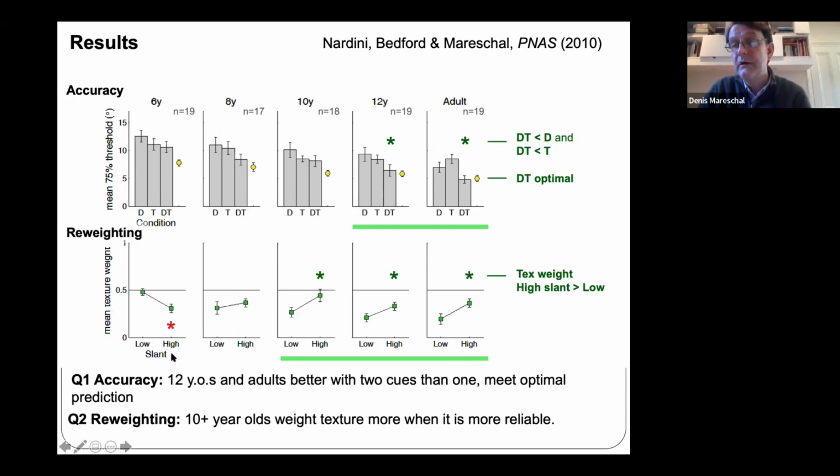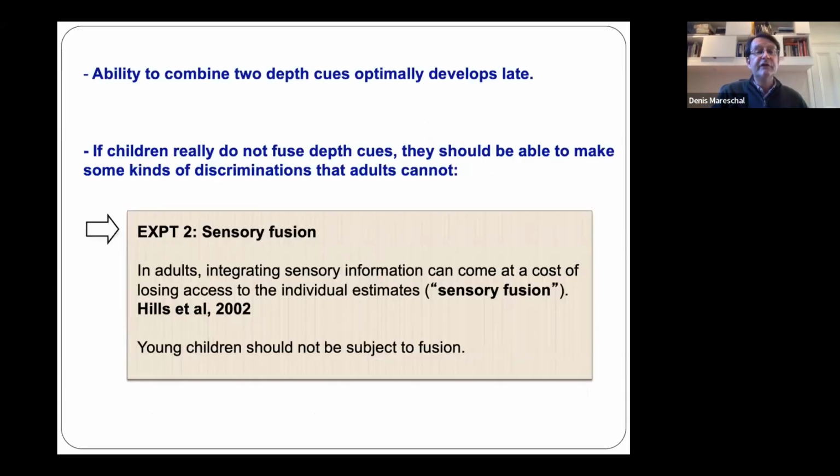In fact, those of you that are really keen developmental psychologists will note that something strange is happening, marked by the red star, that the 6-year-olds are actually going in the opposite direction. So they're underweighting the texture cue in the context where it is actually more informative. So who knows why? If anybody has an idea, they can email me afterwards, except that 6-year-olds, little children, sometimes do some very strange things. Anyway, we are following that up. Okay, so the children are not combining the cues optimally.